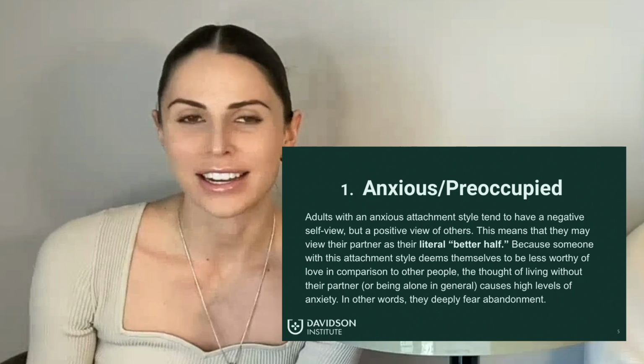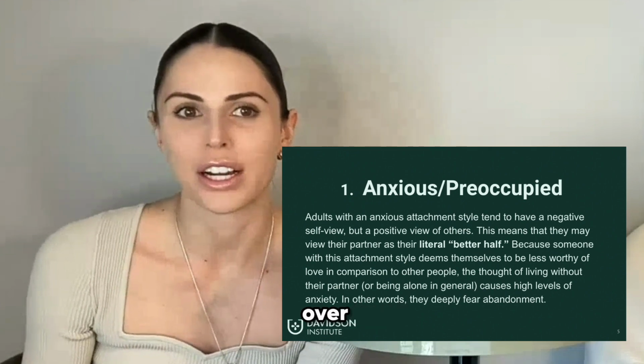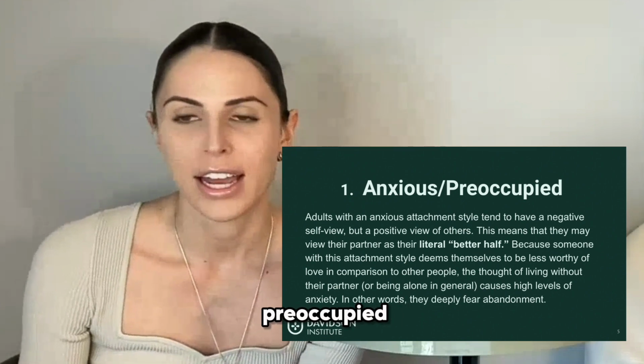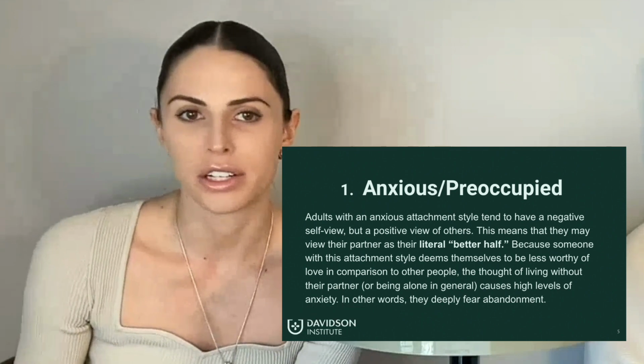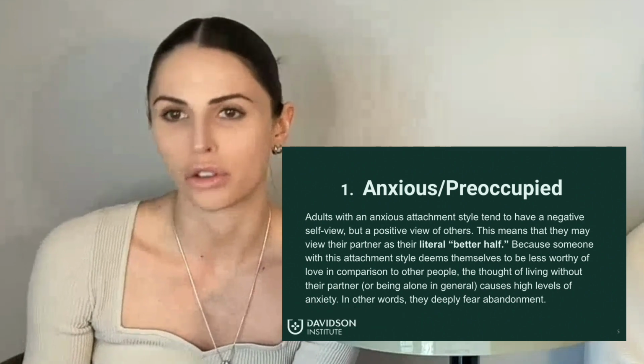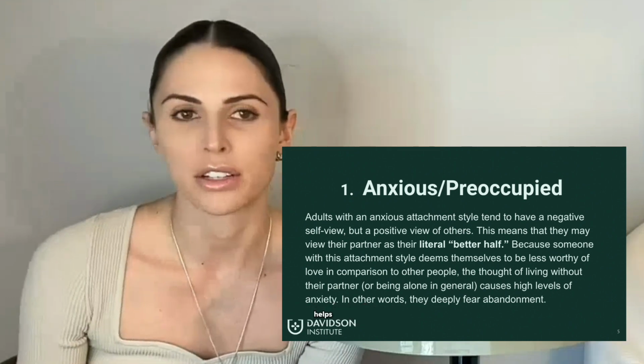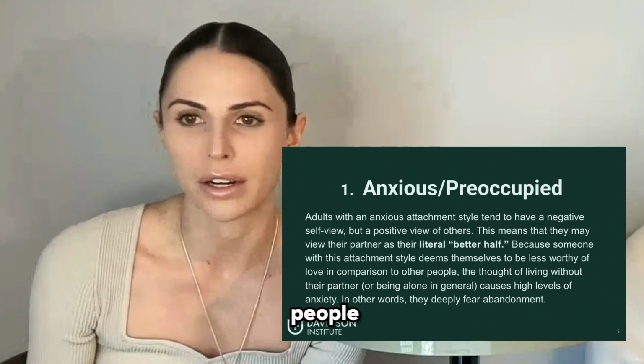So the first attachment style that we'll go over is anxious preoccupied. And these are all really important to understand and cover when we're talking about trauma and relationships. Really helps us just understand people better.